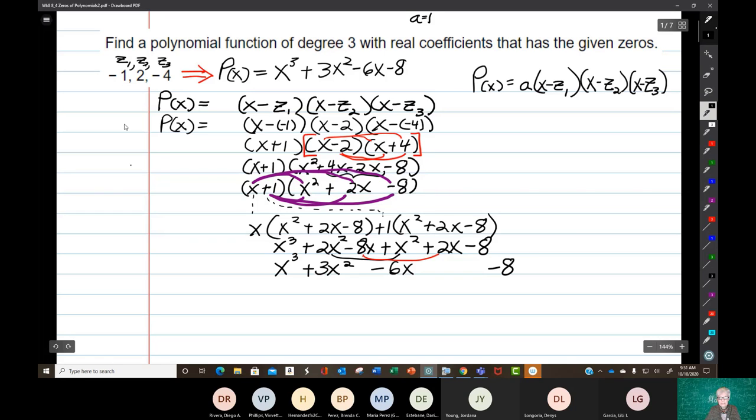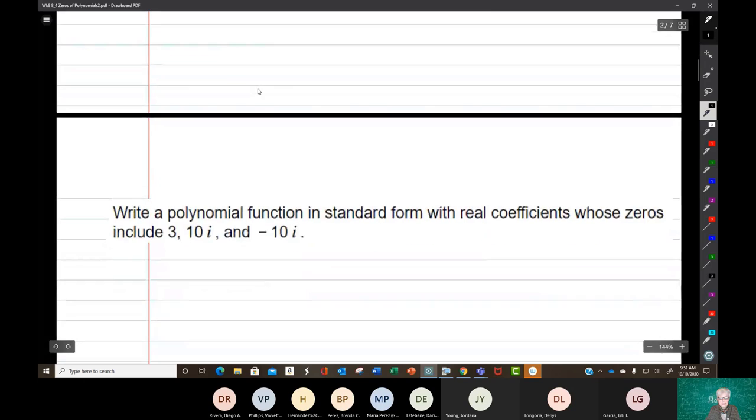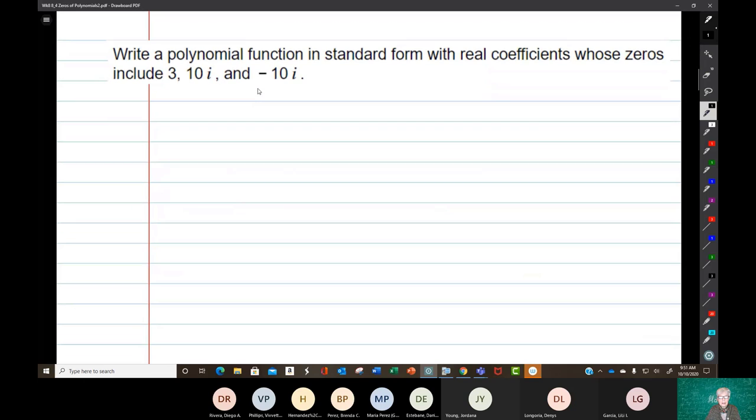Let's do another one. All right, look what our zeros are. Z1 is just the number 3. Nothing scary there, but Z2 will be 10i. And Z3 will be negative 10i. They're conjugates of each other.